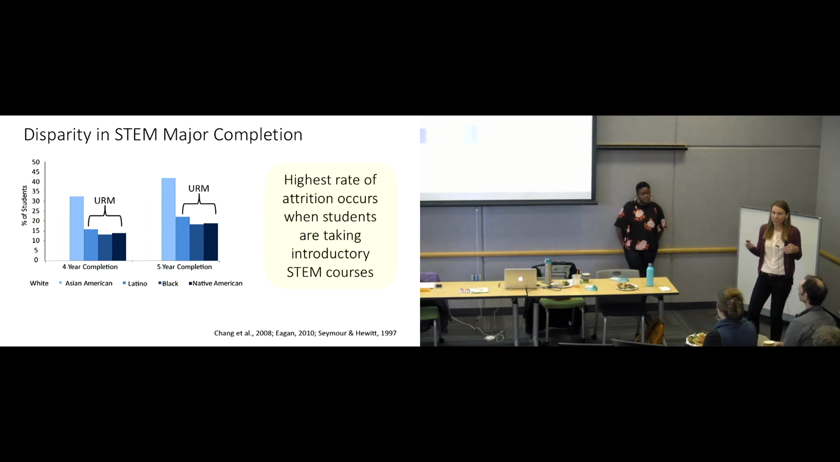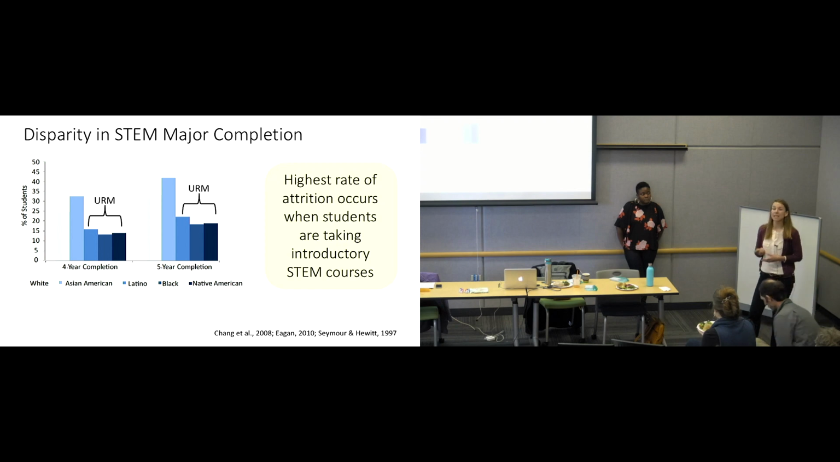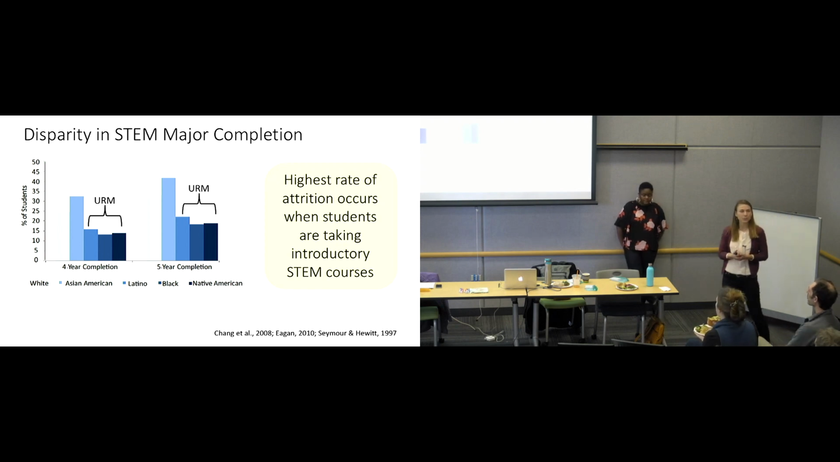So we started by thinking about equity at the classroom level because we are making this claim that what is happening in our classrooms is related to these larger disparities and attrition out of STEM majors. So if we look at 4-year and 5-year completion rates, there are disparities between our underrepresented minority students and their white and Asian counterparts. And we know that this is happening in particular in the first 2 years of STEM majors when students are taking these large introductory courses.